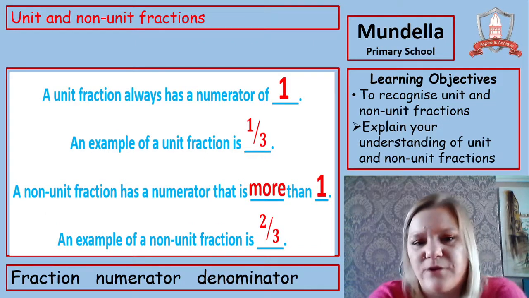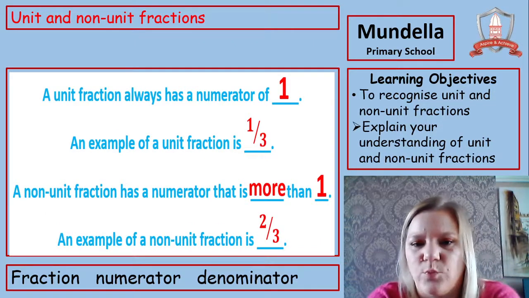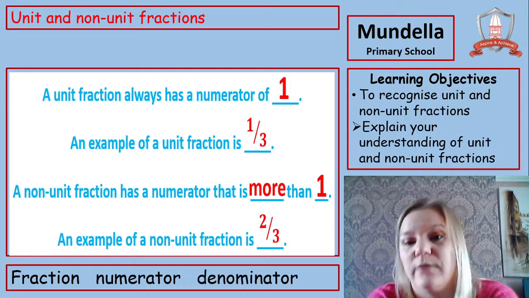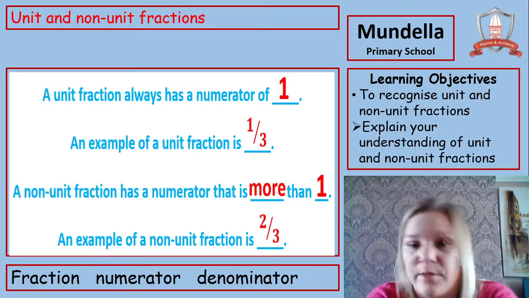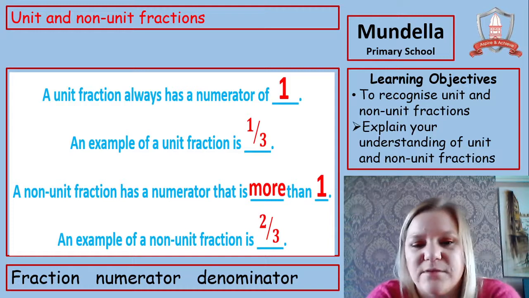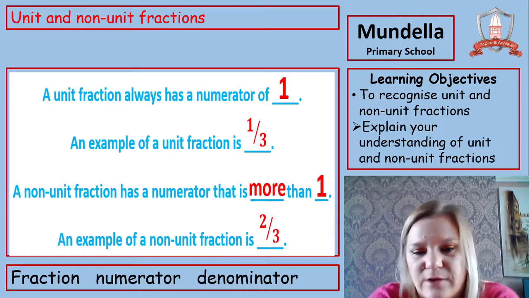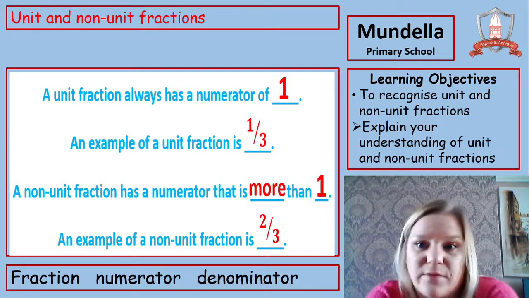So a unit fraction always has a numerator of 1. An example of a unit fraction is 1/3. You could have 1/4, 1/5, 1/100th, 1/1,000,000th. As long as it's got 1 as its numerator, it is a unit fraction. A non-unit fraction has a numerator that is more than 1. An example of a non-unit fraction is 2/3. You could have 4/5, 900,000ths.